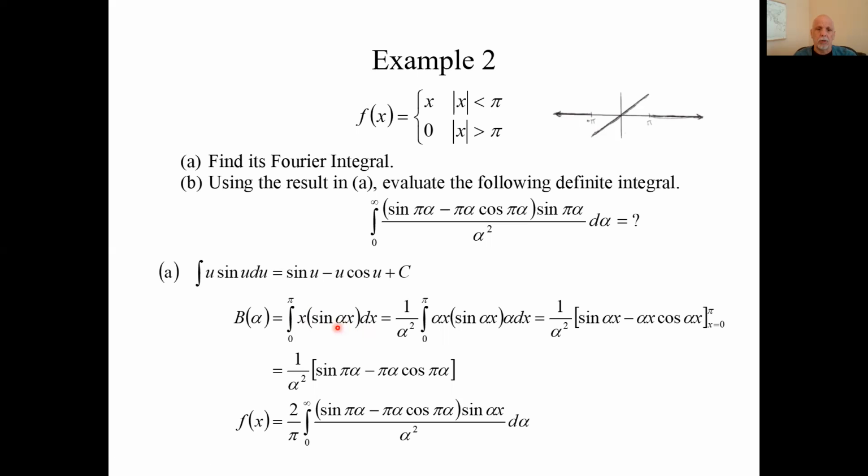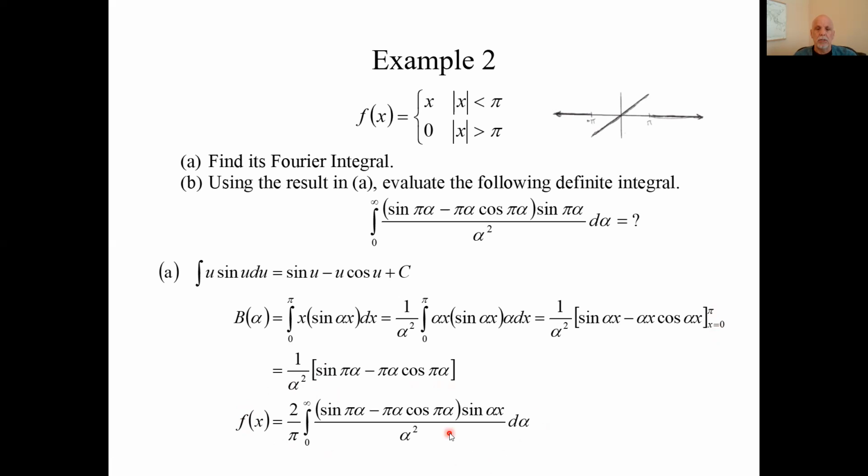which becomes this. I'll multiply by alpha here and another alpha here, so it looks like this thing in the table. To make up for it, I have to divide by alpha squared. So now I can use the table. Evaluate that from x equals 0 to x equals pi, and I get this. Put it in the formula from that table we had. And you have this for the Fourier integral.